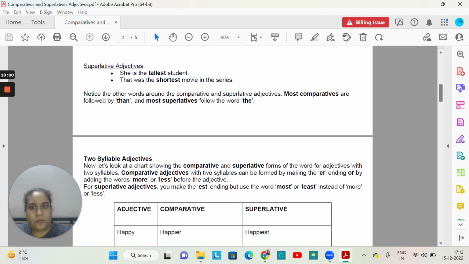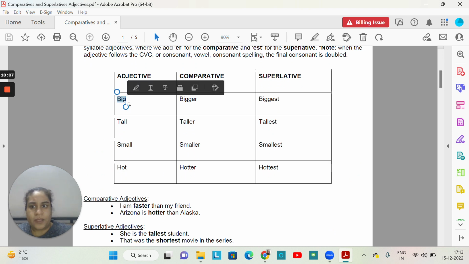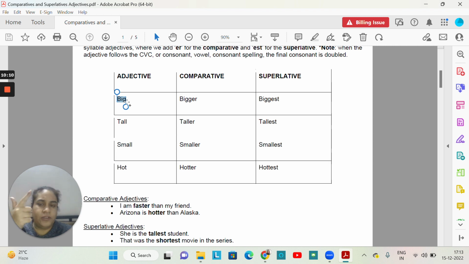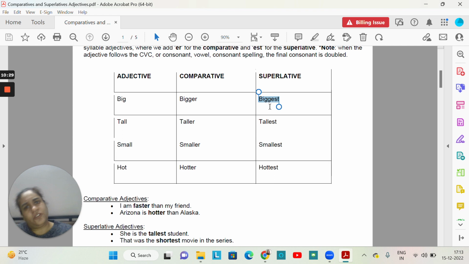Okay, let's look at it. Now, do you see the word over here, big? B is a consonant, I is a vowel sound, G is a consonant. So what happened with my comparative? I added another G, bigger, and then ER, which comes in the end, which is the structure of a comparative. The same rule applies here with superlative. Because it is CVC, I added another G, and then I add EST to it because that is the structure of a superlative adjective.